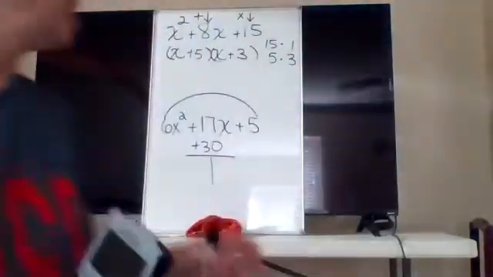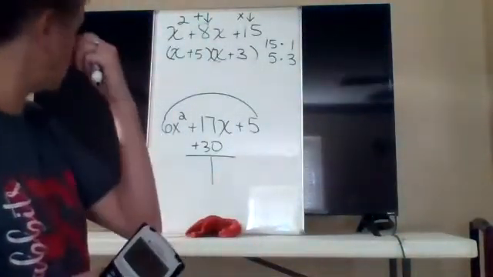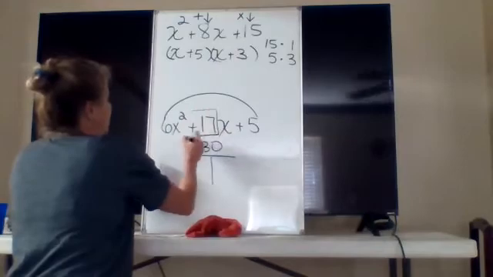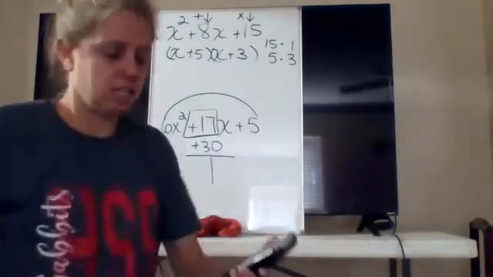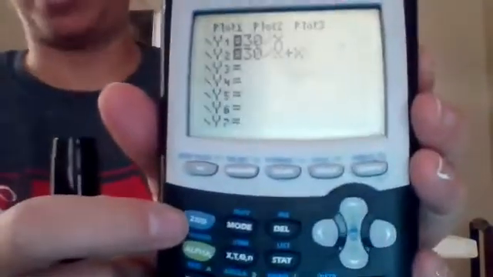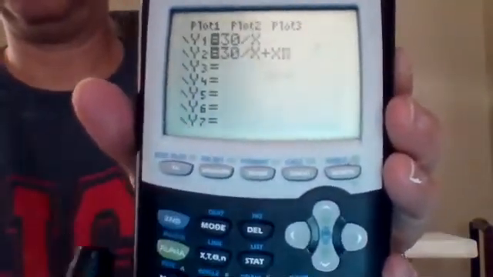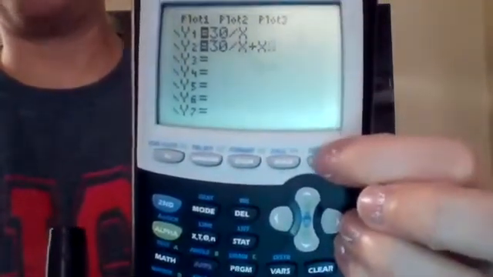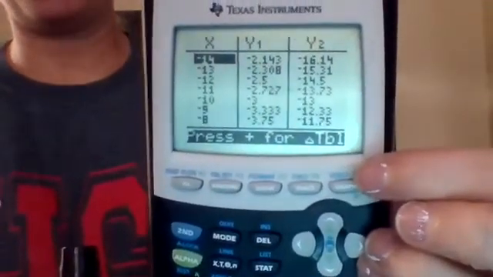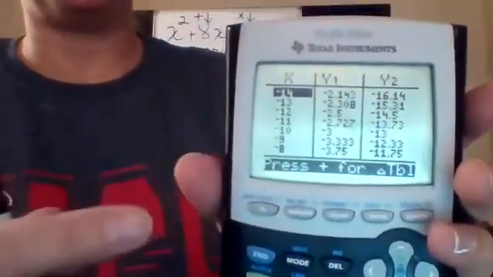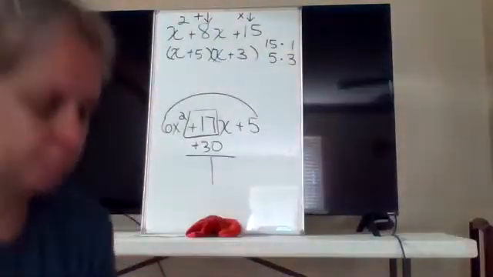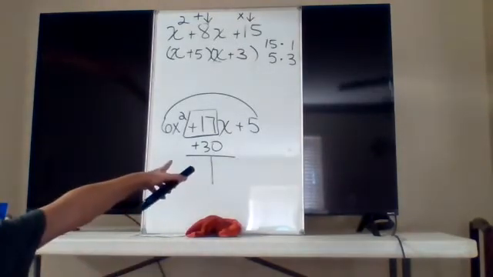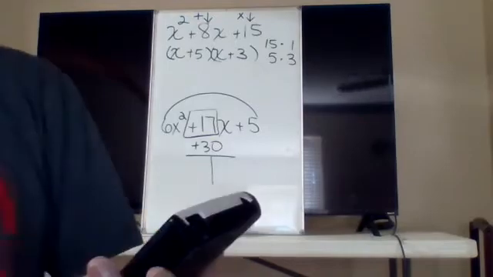So what I want to see is a table that's going to find the numbers that I'm looking for, which are the numbers that multiply to equal 30 and add to equal 17. So what you're going to do is hit this second button, and then come over here and hit your table button or the graph button. So what you have here are all the ways to multiply to get 30.